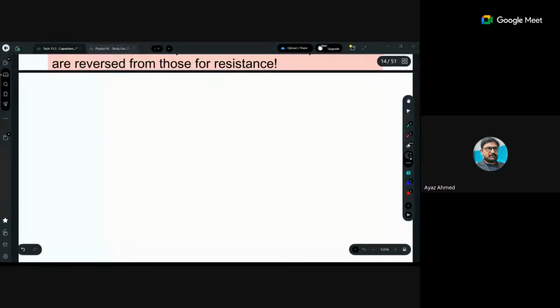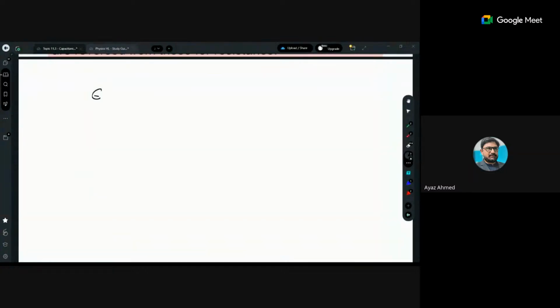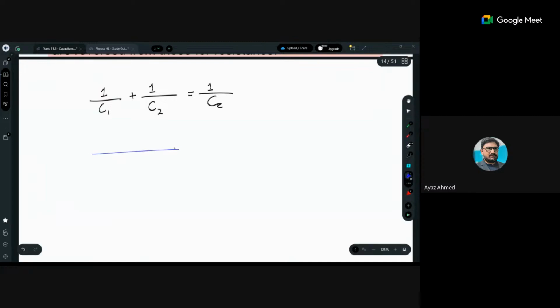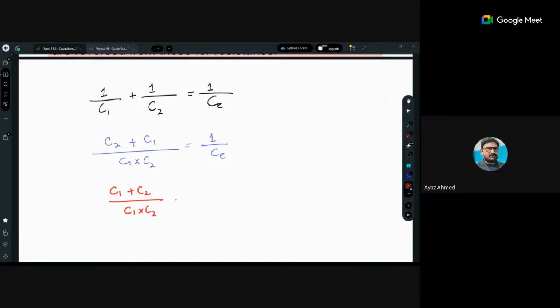If I have two capacitors, capacitor 1 of capacitance C1 and capacitor 2 of capacitance C2, and I want to find the total capacitance, I will take the LCM. It would be C1 into C2, and at the top it would become C2 plus C1, and here it is 1 upon C equivalent. So just solve it. It is actually C1 plus C2 divided by C1 times C2, that is equal to 1 upon C equivalent.